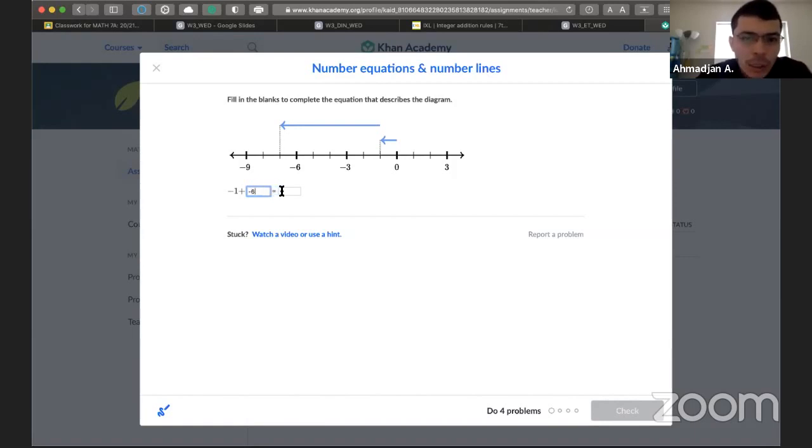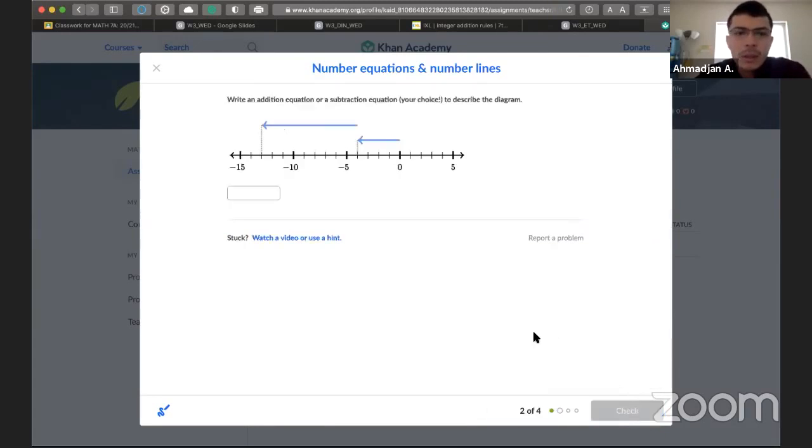And it's equal. Equal means you need to tell the sum. Sum means your final destination. So your arrow ended at, look at this, -7. So this is your sum, or this is your equal value. So it's going to be -7. Okay, if you click it, we got it.